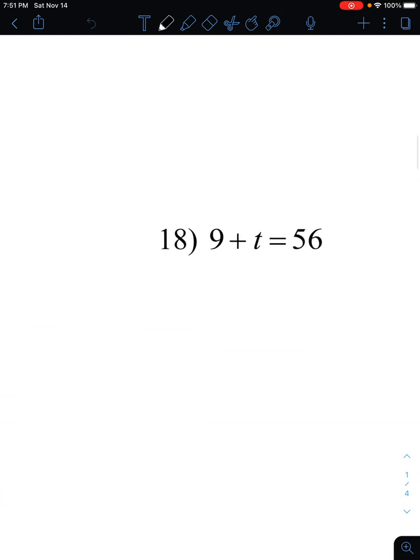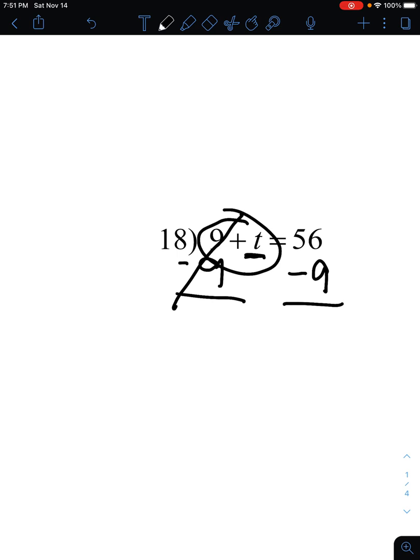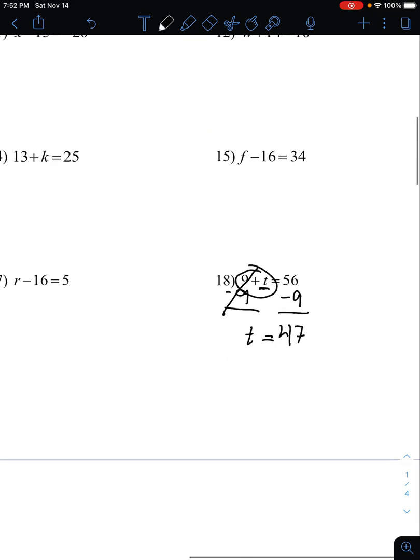So if we were adding, let's scroll up here. Let's look at this example right here. This number 18. We see we're adding 9 to t. And so to get this variable t by itself, what we did was subtracted 9. But the subtraction property of equality told us that what we do to one side of the equation, we have to do to the other side of the equation. So we subtracted 9 from 56, we got 47, and that was our answer to t. To get the variable by itself, we did the opposite operation to what was happening to the variable.